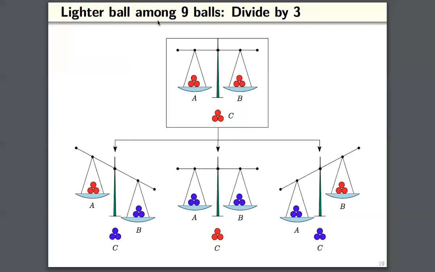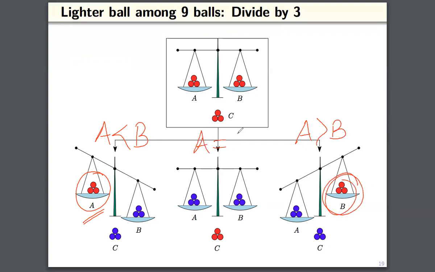So what you do is, instead of dividing by half, now you do a ternary search, not binary search. Divide n into 3 groups. So here in this example, 9 balls: 3, 3, and 3. And apply the same algorithm. If A is less than B, recurse on A. If A is greater than B, recurse on B.